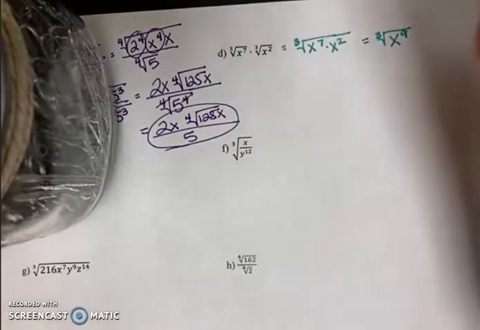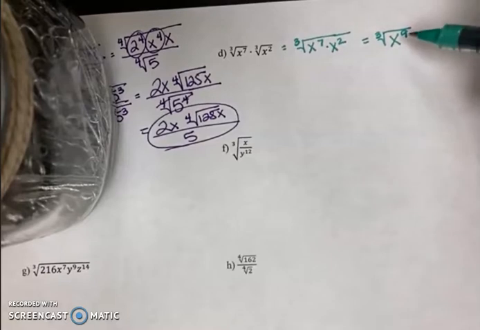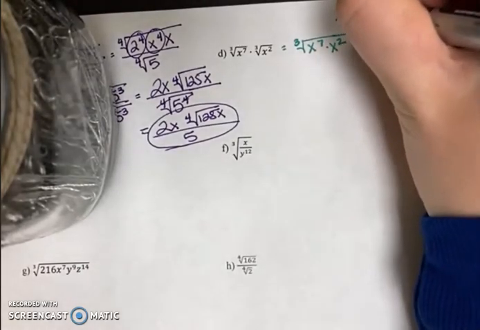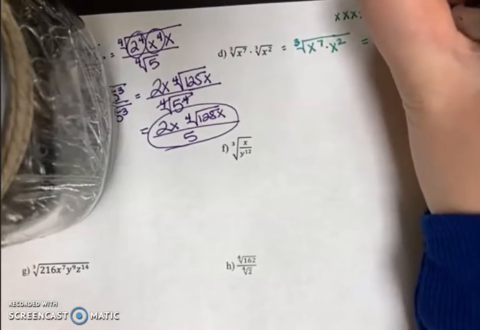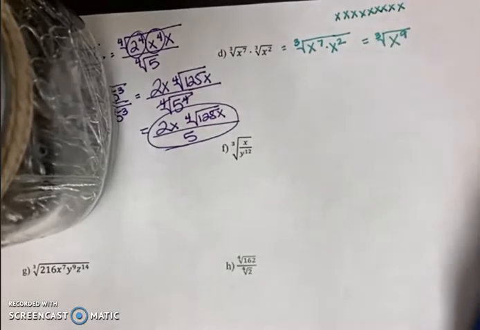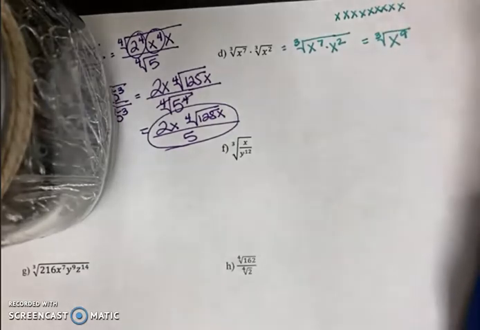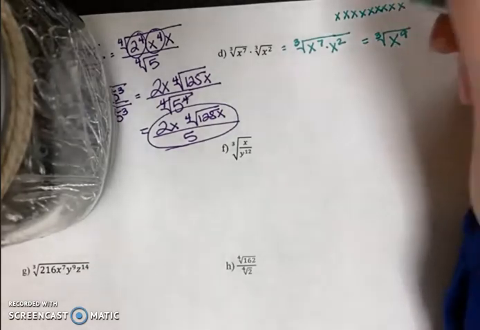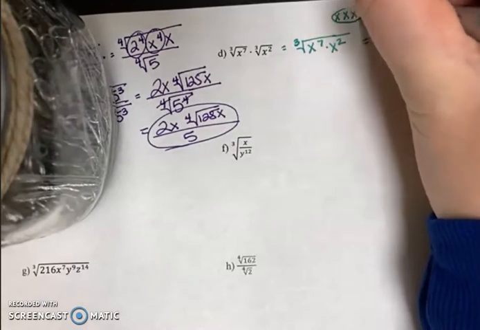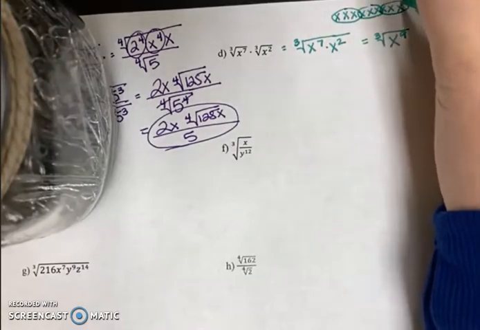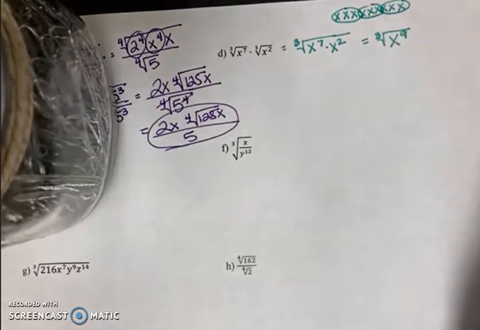So just imagine for a moment what we have. If I have x to the ninth, that means I have 9 x's. 1, 2, 3, 4, 5, 6, 7, 8, 9 of them. And if I want to rewrite them as perfect cubes, I need to make groups of 3. So there's 1, 2, 3, and there's none left over.